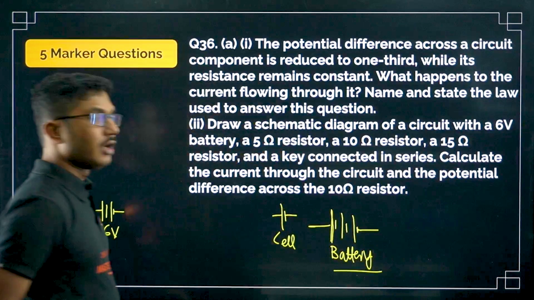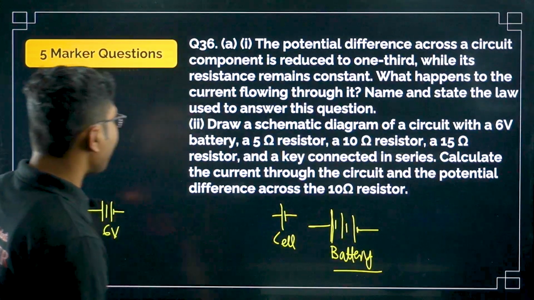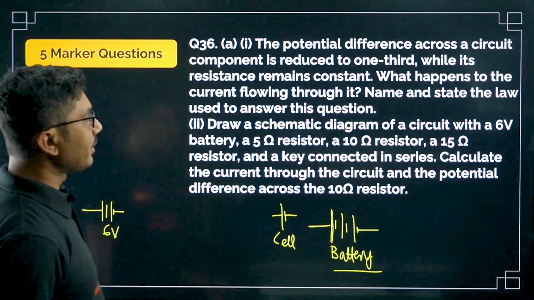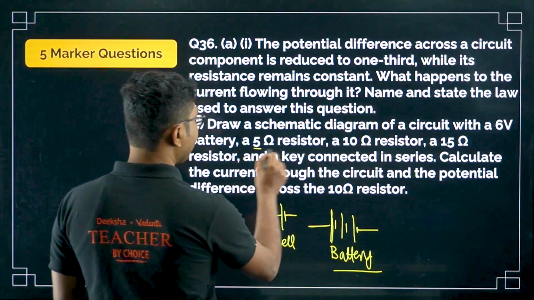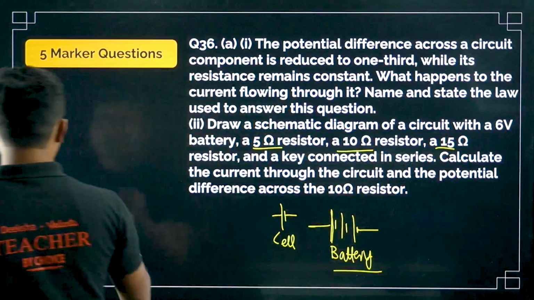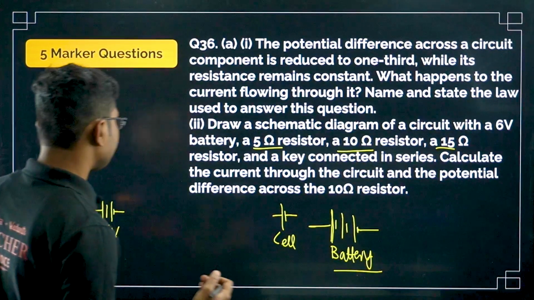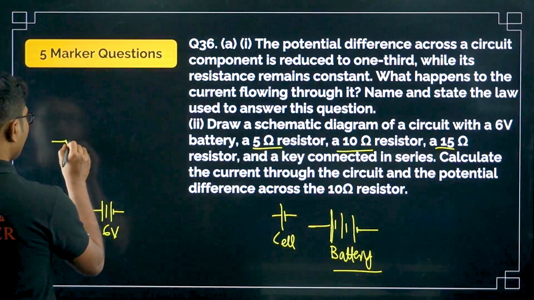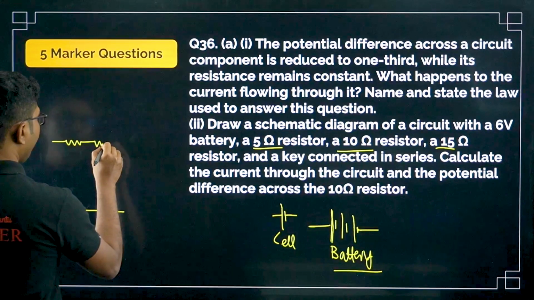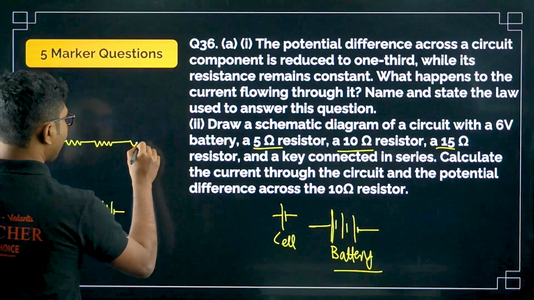Okay, be careful. If they say battery, you have to draw battery. Now with a 6-volt battery and a 5 ohm resistor, a 10 ohm resistor and a 15 ohm resistor. So how many resistors are there? 5, 10 and 15. All of them are connected in series. So 5 ohm, 10 ohm and 15 ohm.